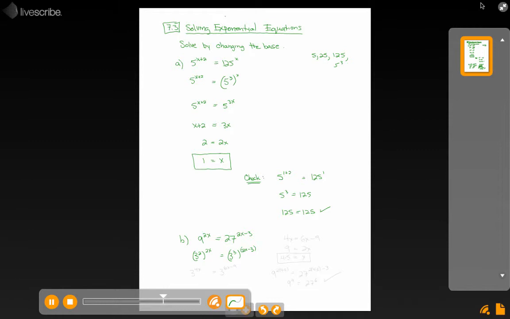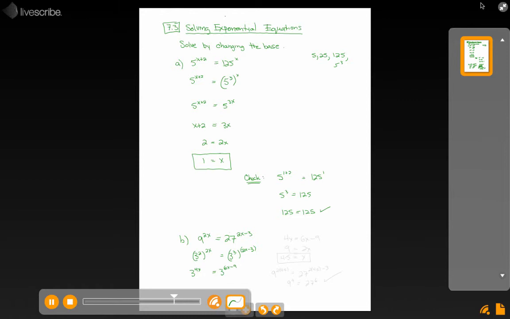So I've got 3 to the 4x equals 3 to the 6x minus 9. Now careful there that you actually multiply the exponents together. 3 times 2x minus 3 isn't 6x minus 3, it's 6x minus 9. That's the most common mistake I see made in this type of problem.